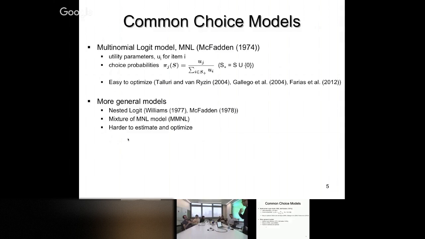So more general models have been considered, in particular the nested logit model and the mixture of multinomial logit model. In fact, the mixture of multinomial logit model is very general and can approximate almost any distribution over permutations. But then both of these generalizations become harder to estimate and optimize over. In fact, for the mixture of MNL model, the assortment problem, even the unconstrained version, is independent set hard.